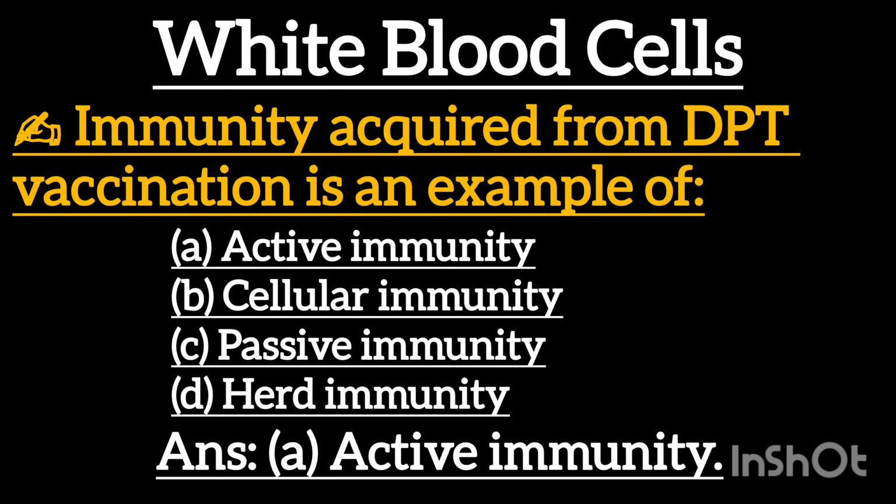Next one: immunity acquired from DPT vaccination is an example of? Option A, active immunity. Option B, cellular immunity. Option C, passive immunity. Option D, herd immunity. Correct answer is option A, active immunity.